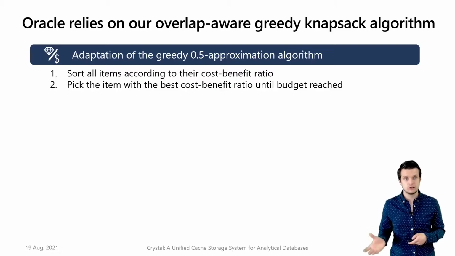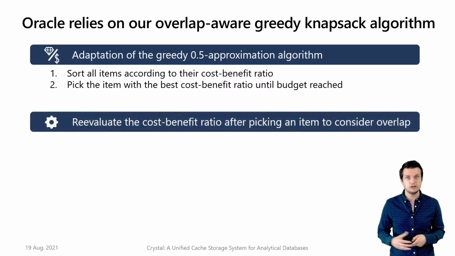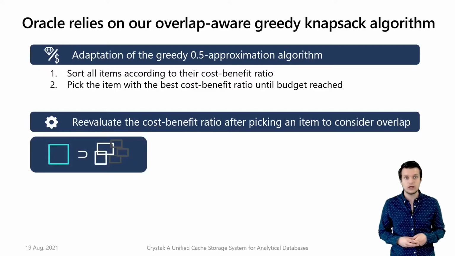Both algorithms, the greedy approximation and the DP version, cannot handle overlap. That's why we need to adapt the algorithm here, and we do so by re-evaluating the cost-benefit ratio after picking an item, because now we have a different number of cached elements, so the overlap may change. So let's have a look at which geometric overlap possibilities we have.